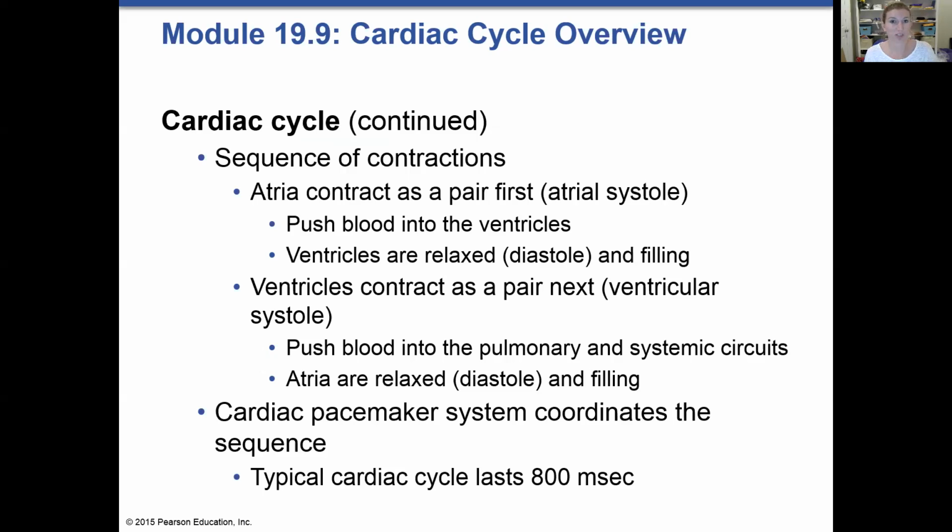So there's an interesting concept, right? The entire heart is not in systole and diastole at the same time, right? It's this series of part of it contracting, part of it relaxing, the other part of it contracting, the other part of it relaxing. So just because we're saying systole doesn't mean that the whole heart is contracting. Because think about it for a second.